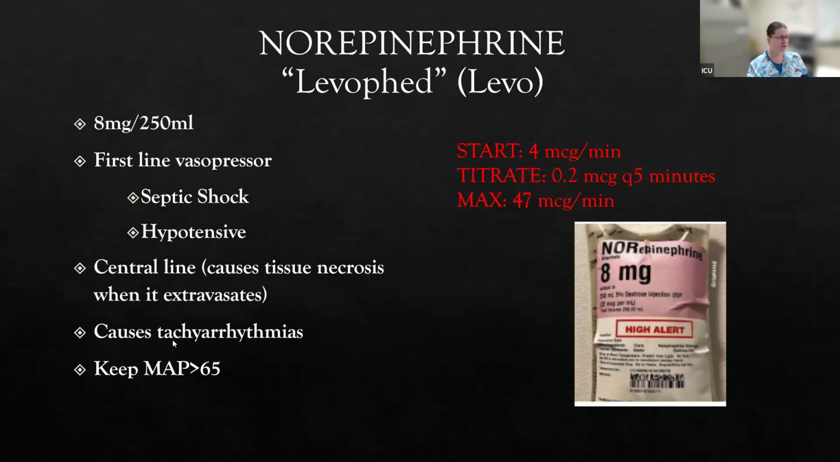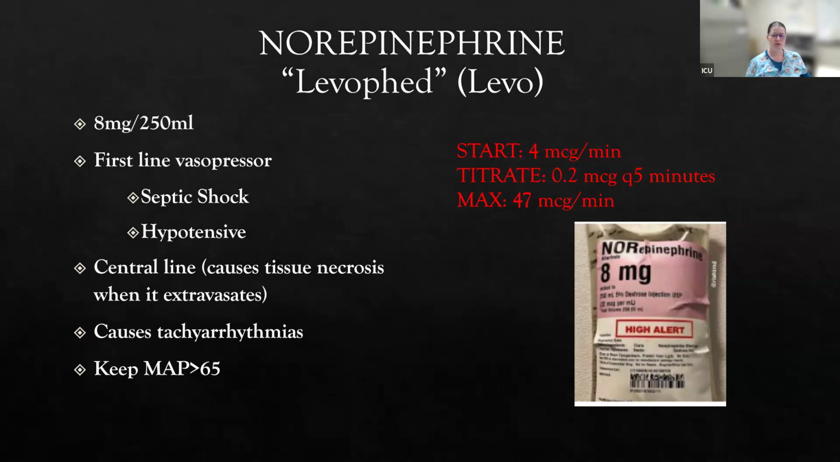It can cause a tachyarrhythmia. It's not super common. And you usually want to keep the mean arterial pressure greater than 65, but you want to look at your order and you want to talk with your provider, because that patient may be okay with a MAP of 60, but anything less than 60, you're not perfusing your vital organs. So make sure you're working with your provider on that.